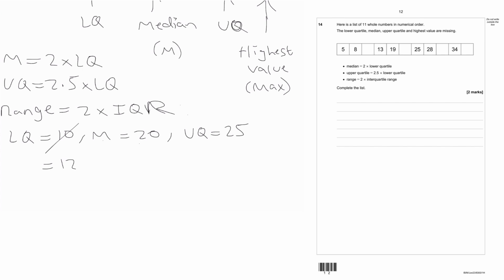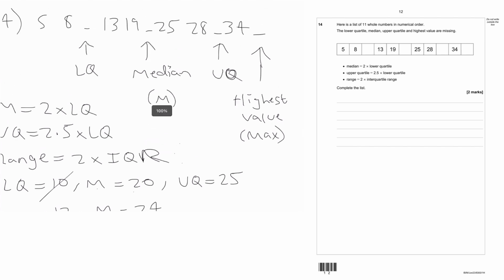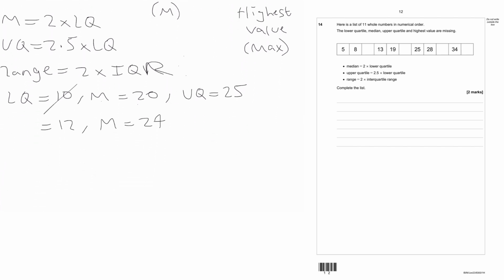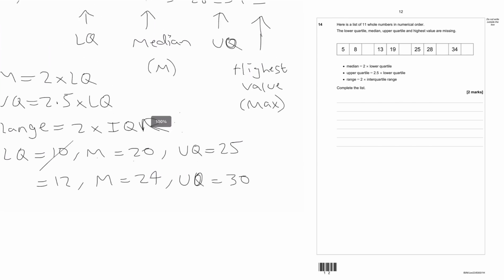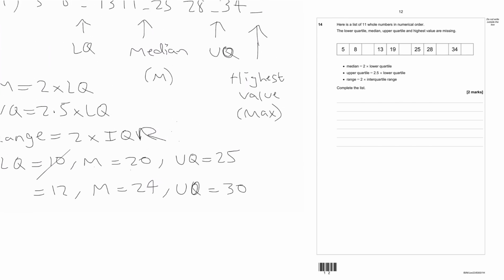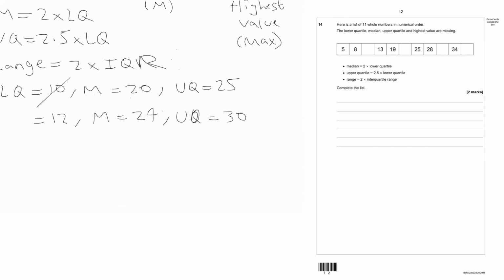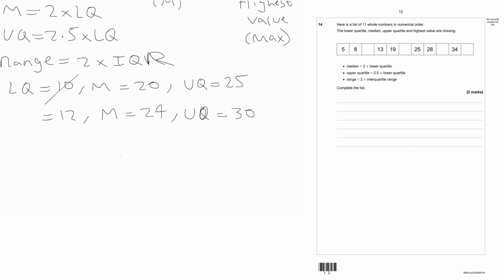Well, if it's 12, then the median is 2 times 12, which is 24. That is in the acceptable range for the median. And the upper quartile is going to be 2.5 times 12, which is going to be 30. And this, again, is between 28 and 34, so this is acceptable for the upper quartile. So this must mean that the value of the lower quartile is in fact 12.